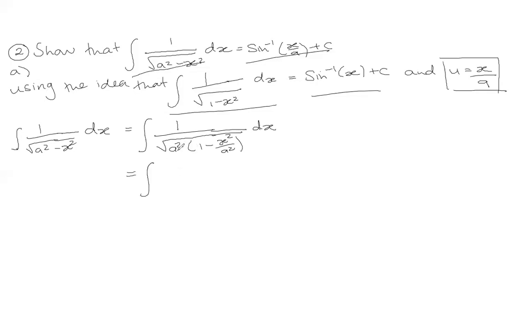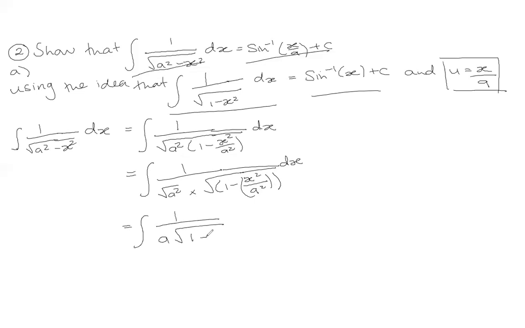Then because our a squared and this term here are multiplied, we can split up the square root for each of those. It'll be like this. Because both the x and the a terms are squared, we can write it with a single square instead of having one for the x and one for the a. So we can just go x over a, squared.